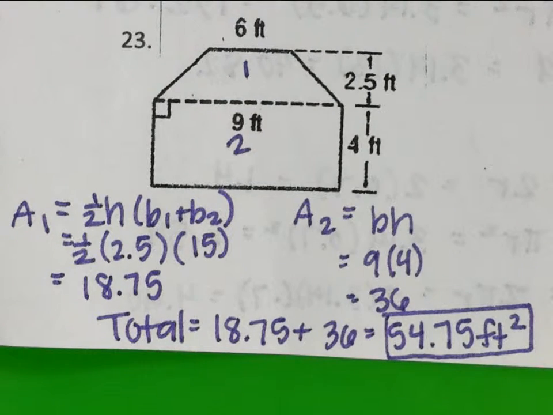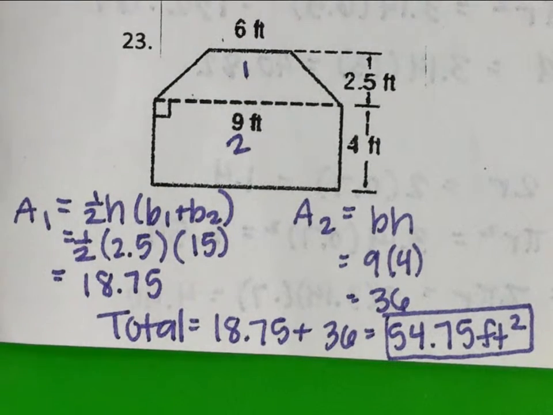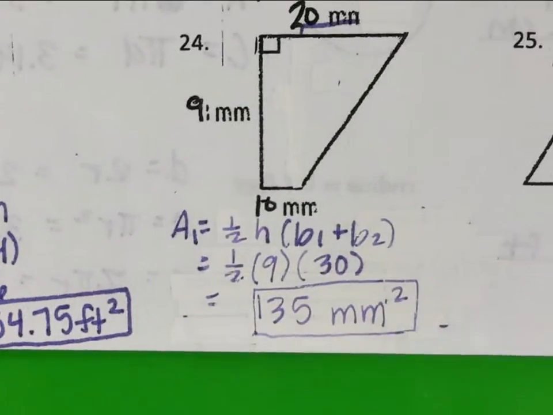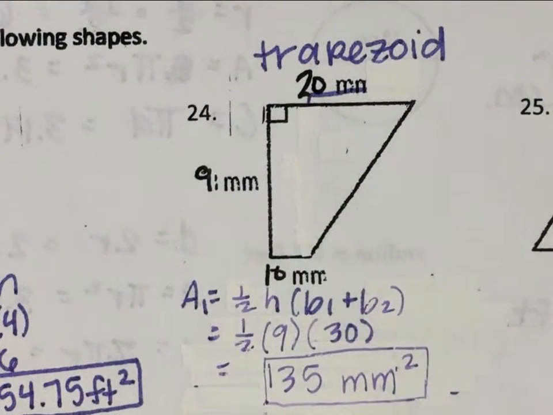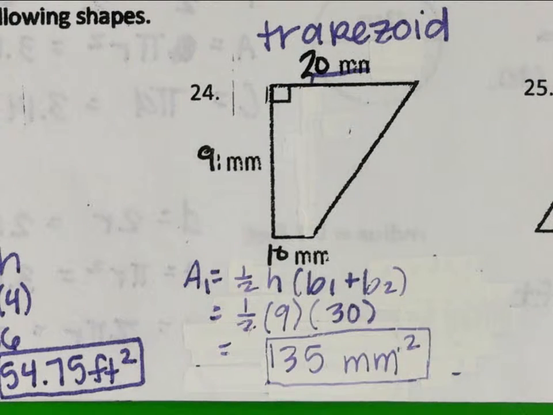Alright, what about number 24? What type of figure is that? That's just a simple trapezoid, right? So you don't have to cut it into two pieces. Just find the area of the trapezoid, which is 135 millimeters squared.